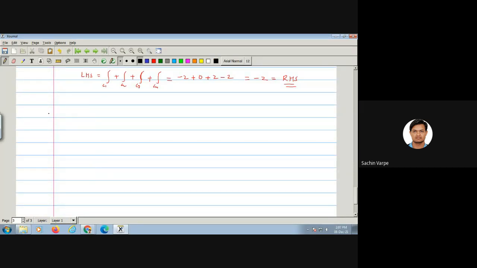Question number 2. Apply Stokes theorem to calculate the integration over the curve C of 4y dx plus 2z dy plus 6y dz, where C is the intersection of x square plus y square plus z square equal to 6z and z is equal to x plus 3.